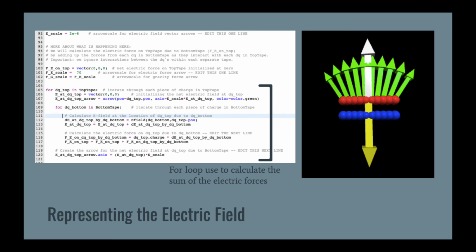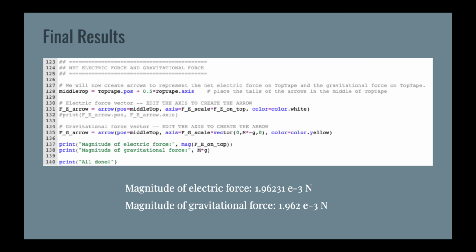Finally, I created two arrows. The white one is used to represent the electric force vector, which has the magnitude of the net E field on the top tape. The yellow one is used to represent the force of gravity on the top tape, which has a magnitude of mass times gravity. Using these calculations, I found that the magnitude of the electric force was 1.96231 e to the negative 3 newtons. And as you can see, it is equivalent to the gravitational force.